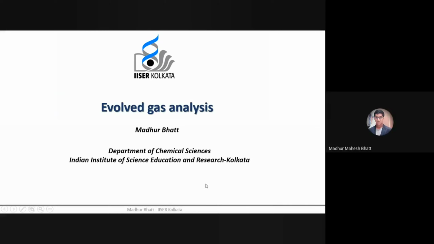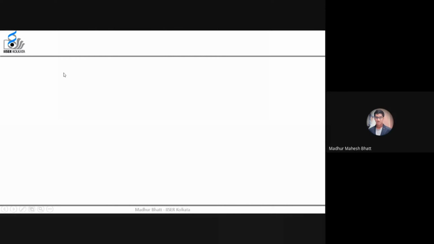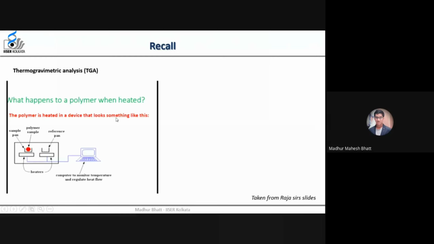Good afternoon, all. Today I'm going to present about evolved gas analysis. So let's recall a little bit. In Raja Sir's class, we had learned about thermogravimetric analysis, in which we put a sample here and we start heating it and measure the reduction in the mass, and from that we come to know how the sample changes with temperature.